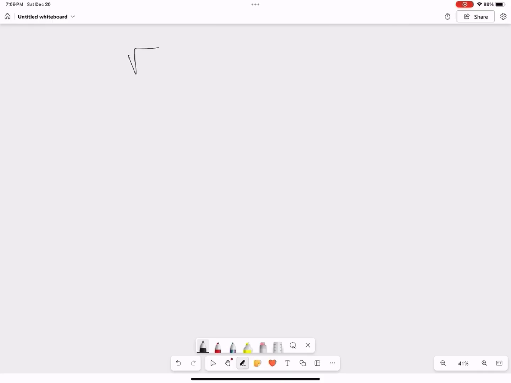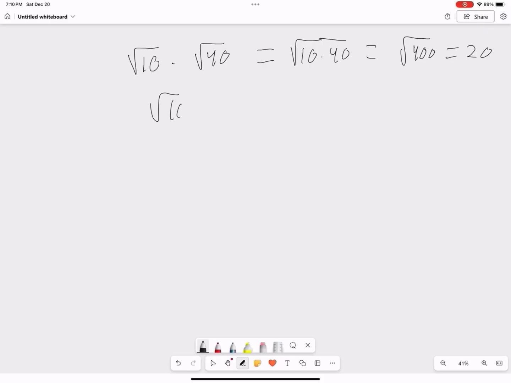Square root of 10 times the square root of 40. So how do you do this? We just multiply the inside, so it becomes the square root of 10 times 40, which is, I believe, 40,000. No, 400. So square root of 400. Does it have a square root? Let's check. Yep, it's 20. You can check in the calculator. So the square root of 400 is equal to 20. That means the square root of 10 times the square root of 40 is equal to 20.